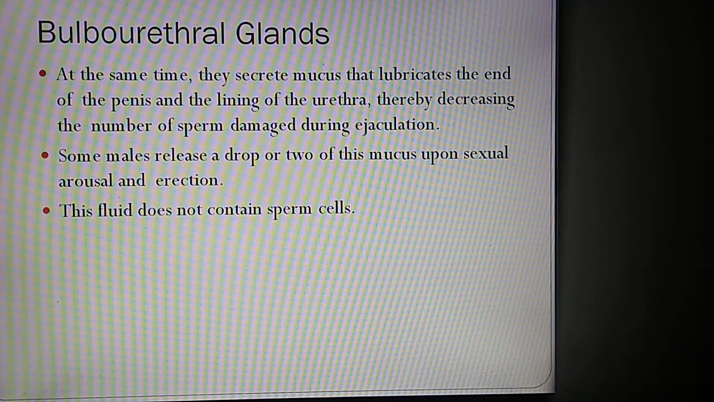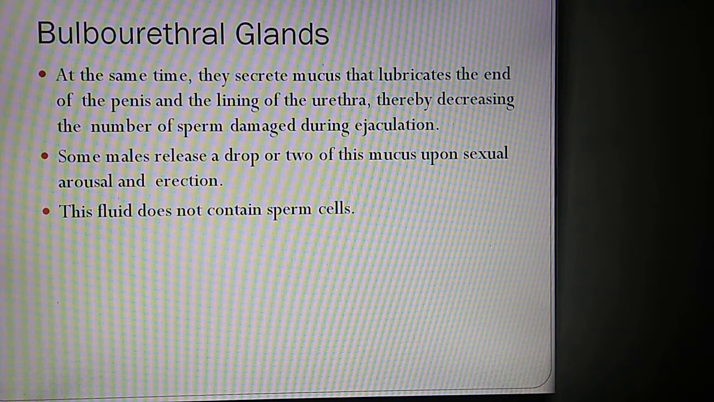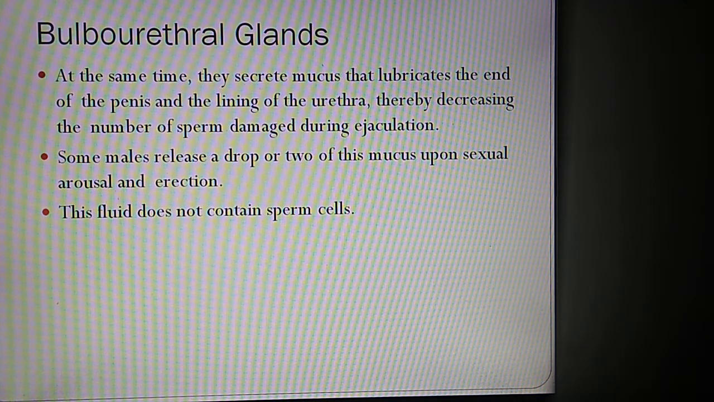At the same time, bulbourethral glands secrete mucus that lubricates the end of the penis and lining of the urethra, thereby decreasing the number of sperm damaged during ejaculation. Some males release a drop or two of the mucus upon sexual arousal and erection. The fluid does not contain sperm cells.